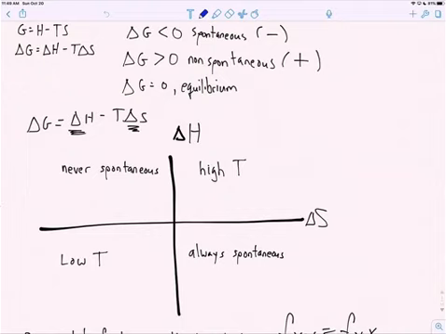If delta G is negative, that means that the reaction or process is spontaneous. If delta G is positive, it means it's non-spontaneous. And if delta G is equal to zero, it's at equilibrium.